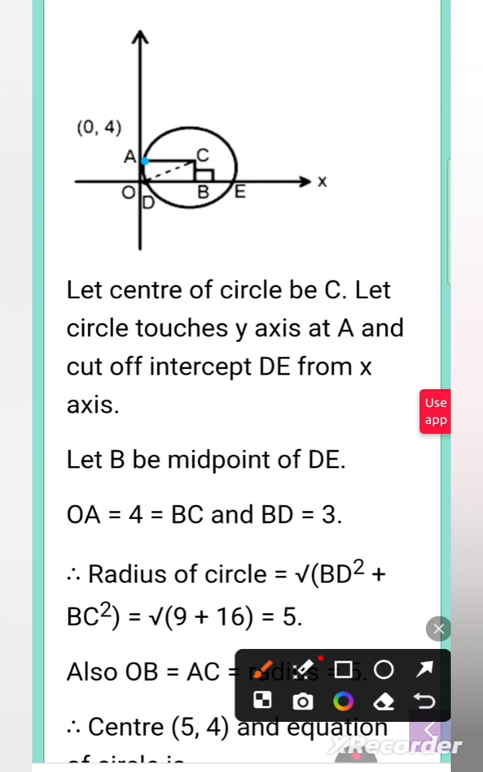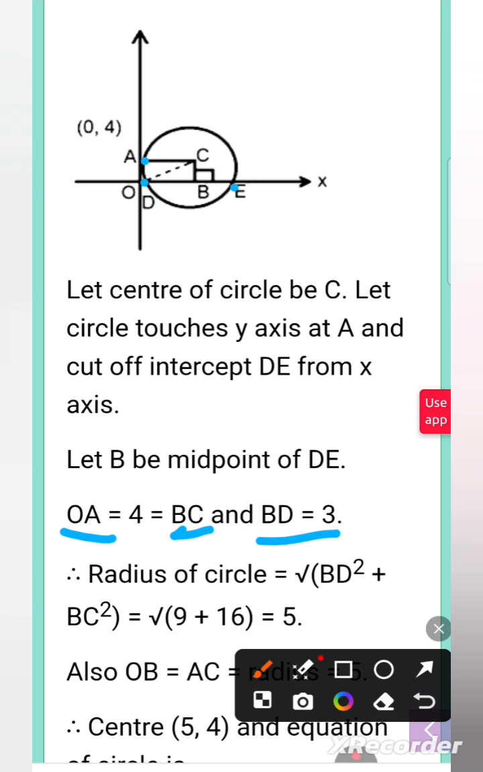That means the OA length is 4 units. Similarly, BC is also equal to 4 units. And because it cuts off a length of 6 units from the positive direction of the x-axis, the DE length is 6 units. Let B be the midpoint of DE, then DB is equal to 3 units. So by using the Pythagoras theorem, we can find the radius of the circle.